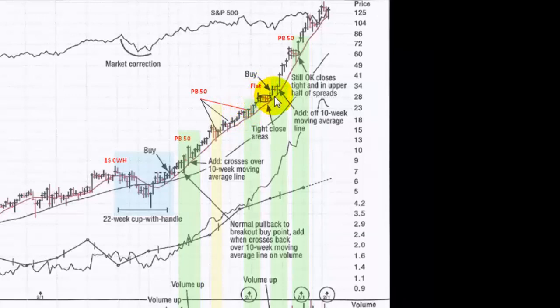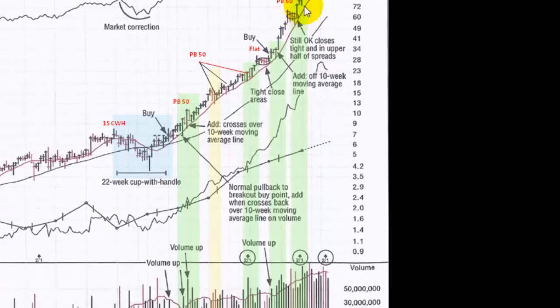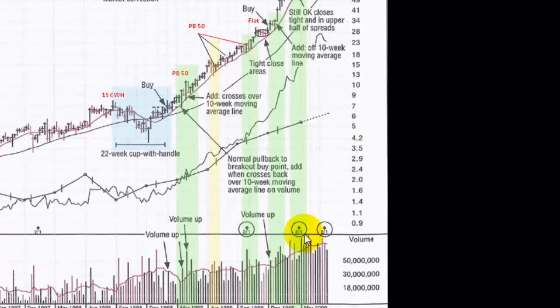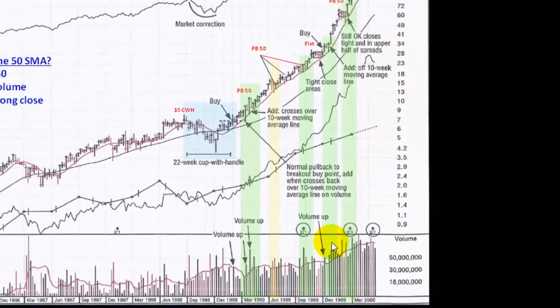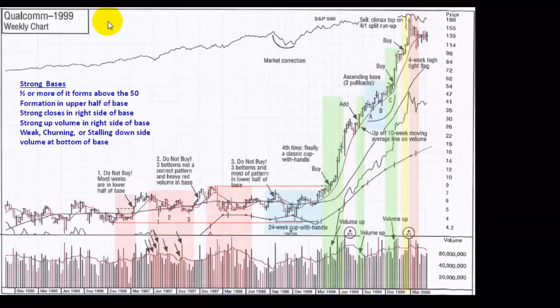It runs up, consolidates, forming this flat stage base with tight closes, breaks out above it, add a little bit more, and again you can add off the 10-week moving average line. So it runs up again, another consolidation, another pullback. And the whole time you're paying attention to the volume, making sure that you've got strong support for this move. This is Qualcomm in 1999. It went up over 2,000% in 45 weeks.